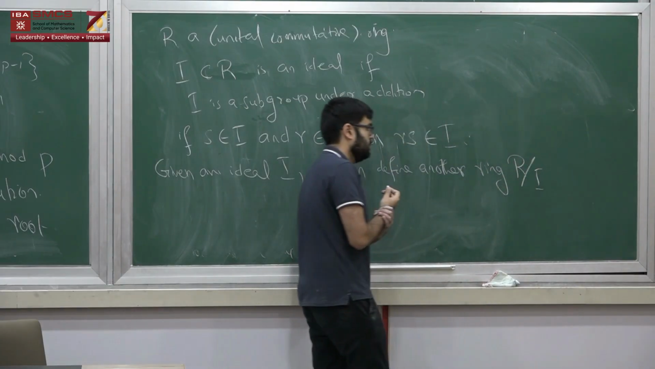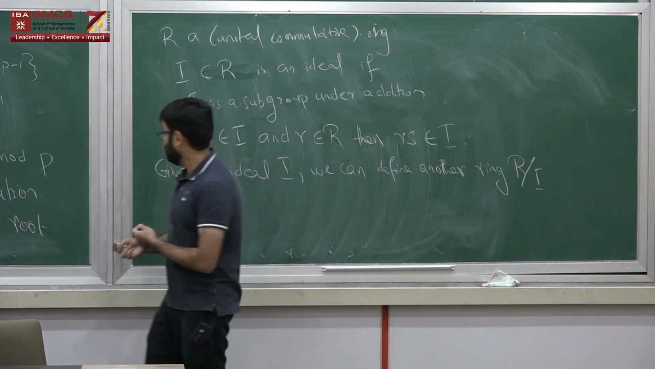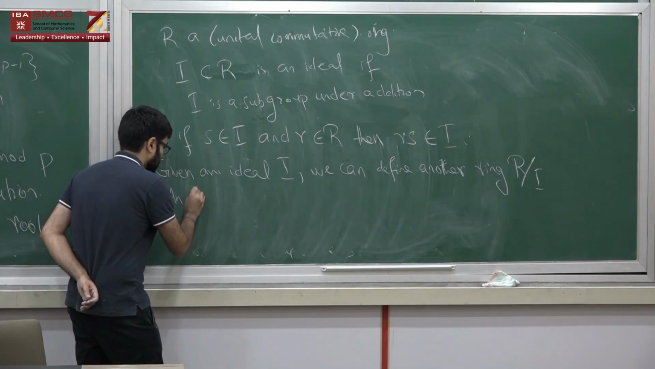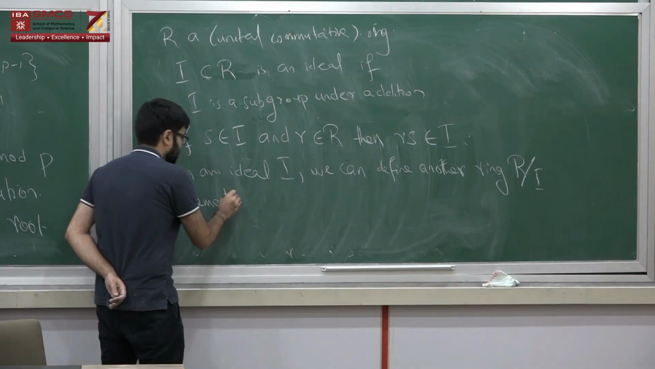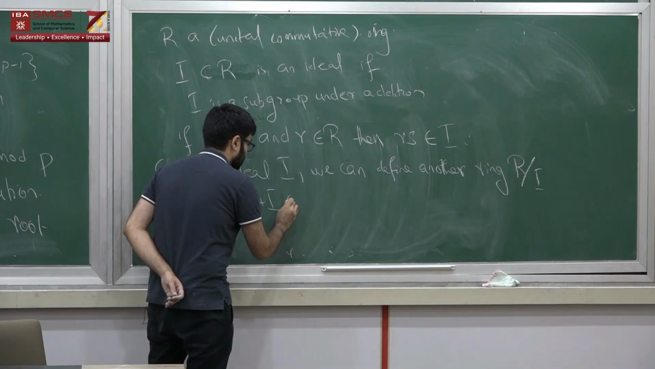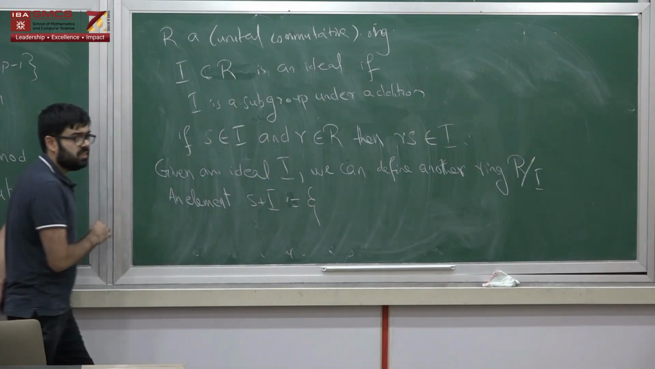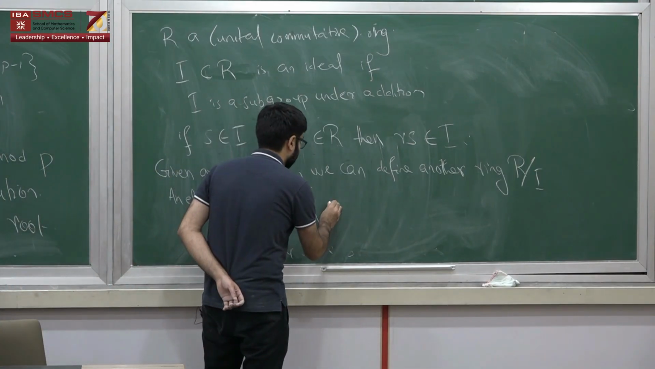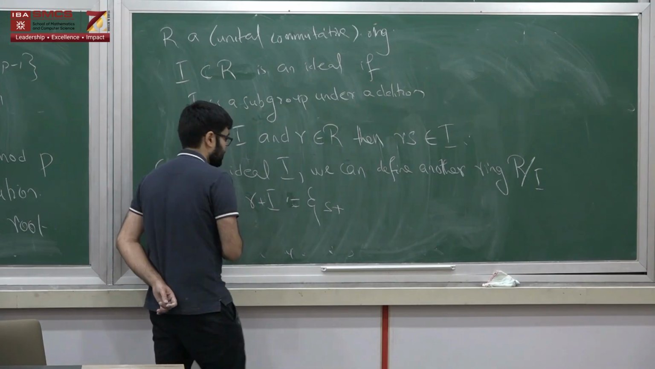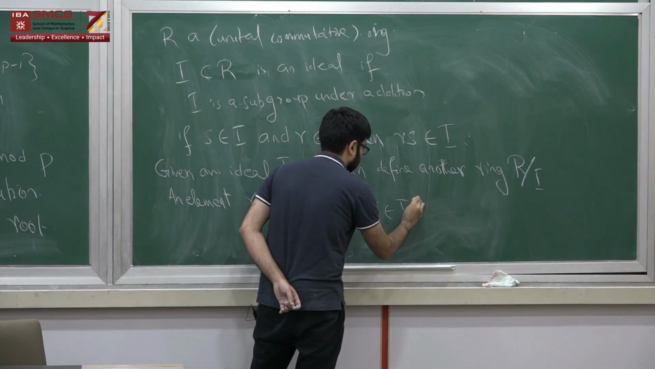R mod I. And if you know quotient groups, this is some generalization of quotient groups. And what are the elements? So an element, which for some reason is denoted something like r plus I, is a set, and this is the set of elements of the form r plus s, where s is in the ideal.